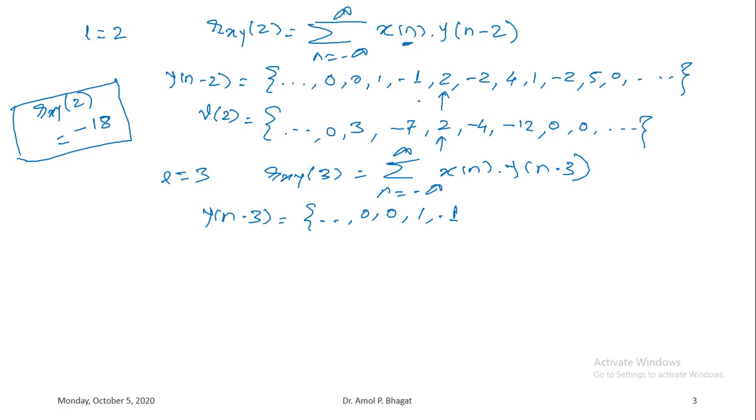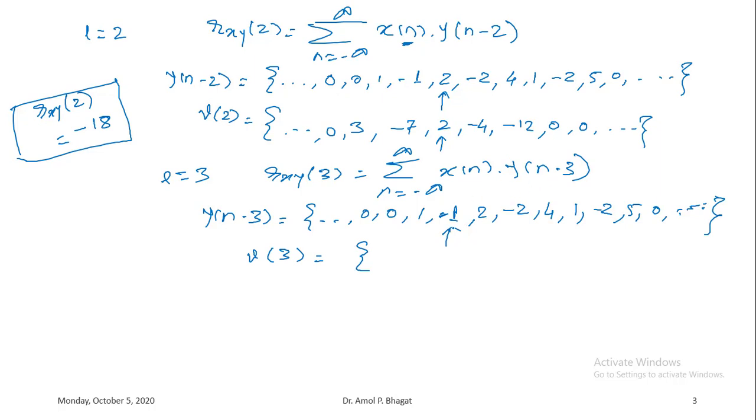If you are comparing it with y of n, it will be shifted from 4 to minus 1. Okay, by 3 samples, so 1 minus 1, then 2 minus 2, 4 1 minus 2, 5 0 and so on, right? So again in this case the origin was at 2, so it will be at minus 1, right? So again you will multiply this sequence to get the product sequence v of 3, so x of n will get multiplied by y of n minus 3.